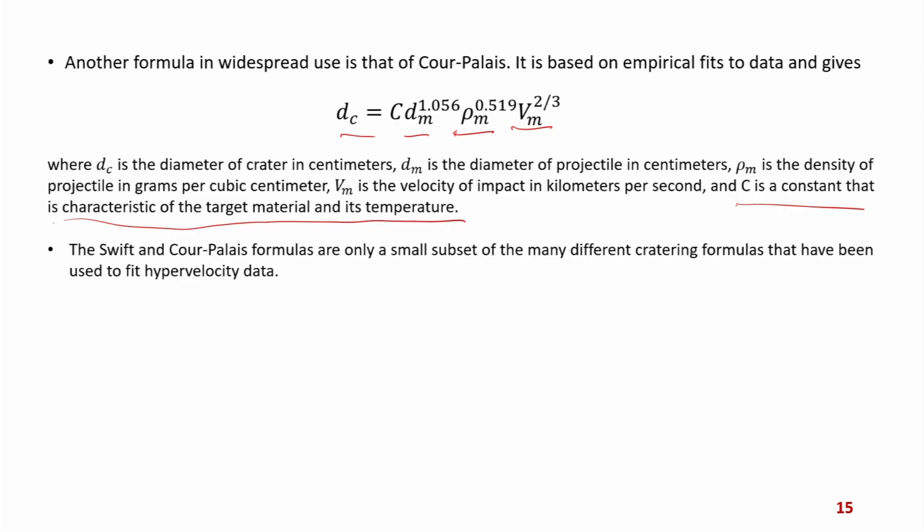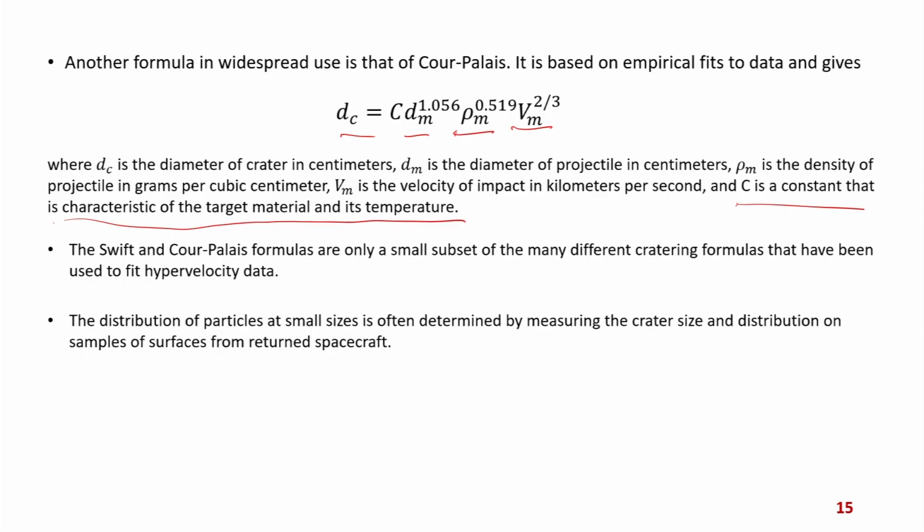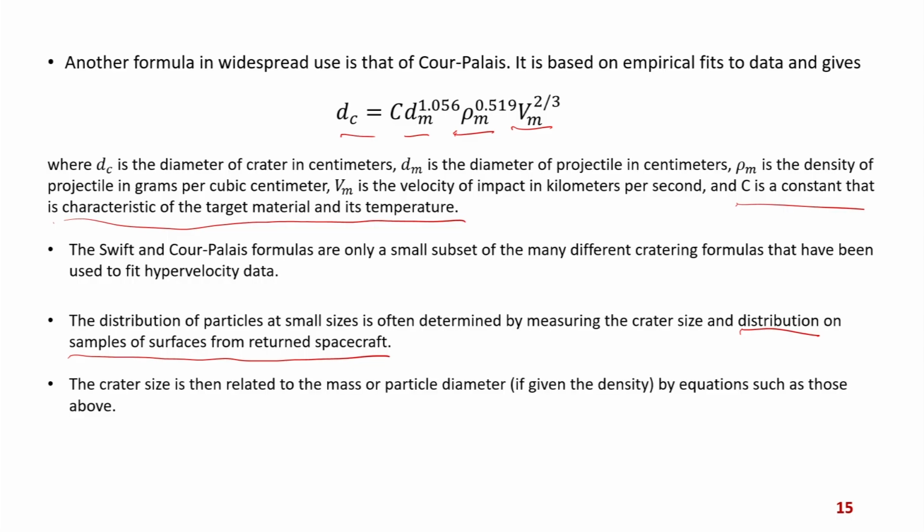These are just two examples I have given, the Swift formula and the second empirical formula. There are many other models of this type available, and the distribution of the particles at small sizes, that is, what the particle size is and what the crater size will be, is cataloged. That is determined by measuring the crater size and distribution on samples of surfaces from returned spacecraft. Then the crater size is related to the mass or particle diameter, given the density, by equations such as the two methods we have just discussed.